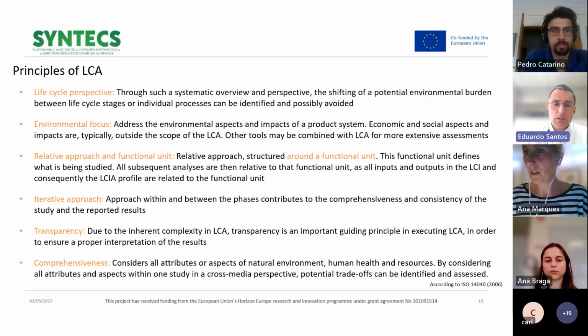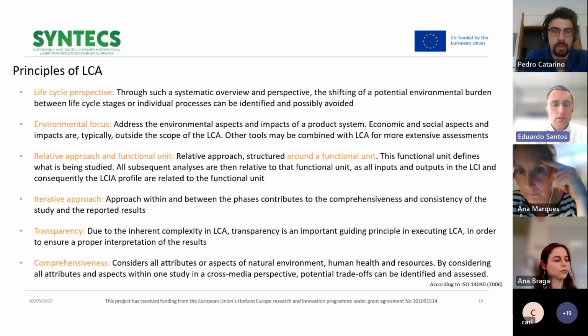So LCA is basically a methodology, and the results are highly dependent on the way that we use this methodology, in a way that we develop it. So there is a set of principles that the scientific community has developed and set for the development of this type of methodology. And I have the main ones here.